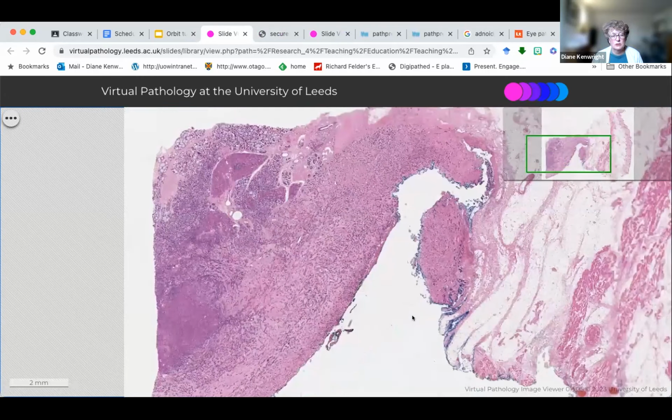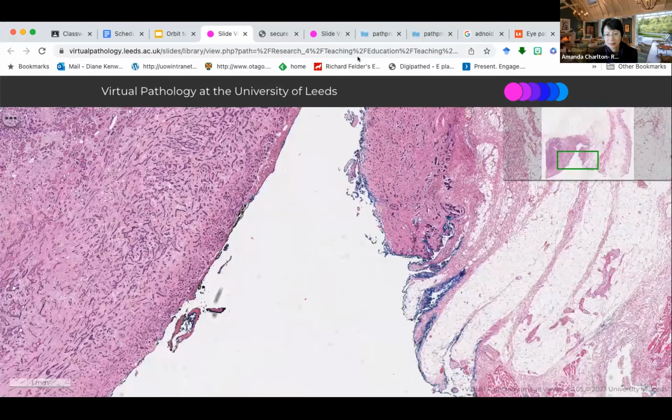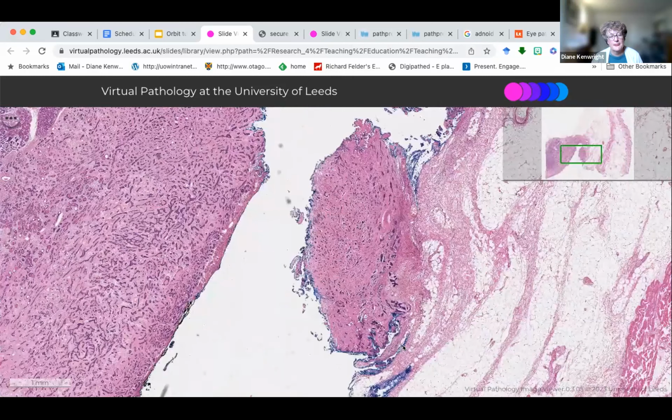Do you think the surgeon's got it all out? Should we ask the team? Has the surgeon got this all out? You're the surgeon. Have you got it all out? No, because it's really here at this blue inked margin, isn't it? Yeah, it's not all out. This will recur. Is that typical? Very typical. Hard to get it out.